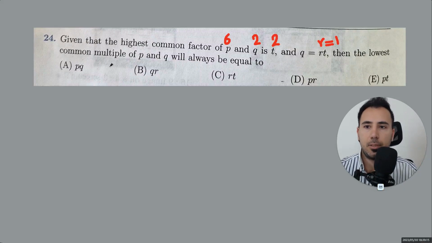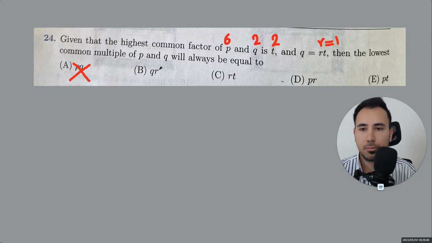Then the lowest common multiple of P and Q will always, okay, we have 6 and 2. What is the lowest common multiple of them? 6. So let's see which one gives 6. So P times Q, 6 times 2 is 12. It's not giving 6. Q times R gives 2, R was 1, T is 2. It's giving 2. P is 6, R is 1. This is giving 6. So let's keep it.